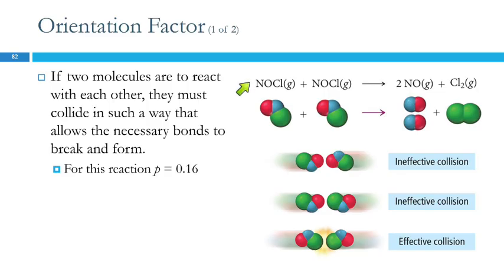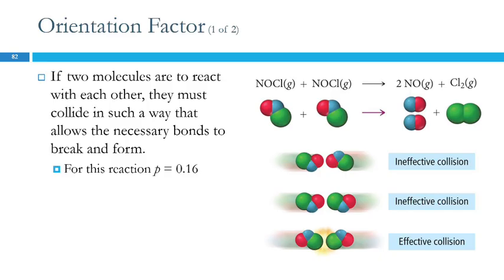So here we're looking at a reaction where NOCl reacts with another molecule of NOCl to make 2 NO plus Cl2. Disappointed that he doesn't call it NO. So if they collide this way with the oxygens touching, that's not going to work. That's not going to be an effective collision. If they collide this way with an oxygen and a chlorine running into each other, that's not going to be effective. You'll only have an effective collision if the chlorine ends run into each other.